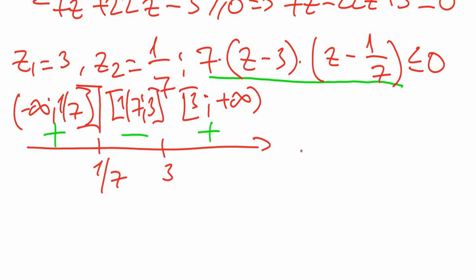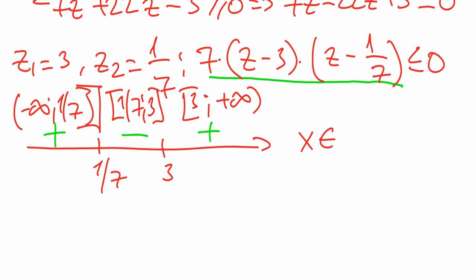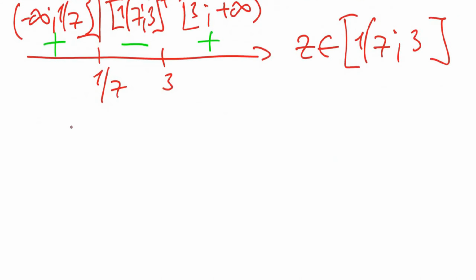So therefore our answer is x belongs to from 1 over 7 up to 3, or in inequality form, x lies between 1 over 7 and, sorry, not x here, so here z, sorry. So z belongs to 1 over 7 up to 3. So therefore, in inequality form, z lies between 1 over 7 and 3.